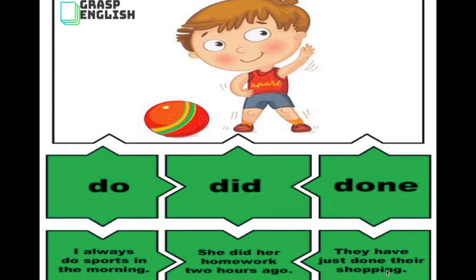Do: I always do sports in the morning. This means it continues daily. And did: she did her homework 2 hours ago. It means before, it is past. Done: they have just done their shopping. Just done means just right now they have finished.